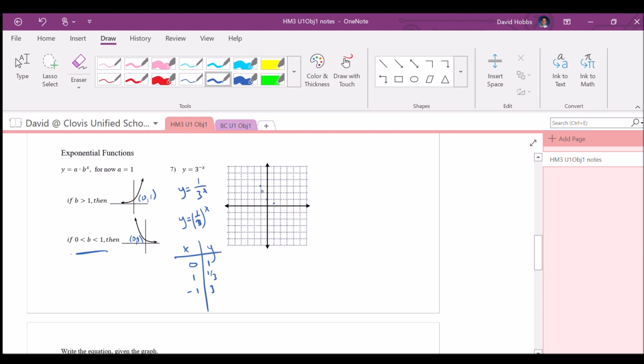And so we sketch it. Okay, and there is a horizontal asymptote at y equals 0 out there.